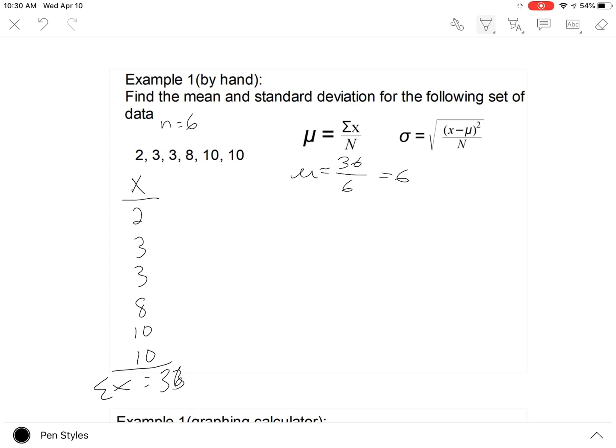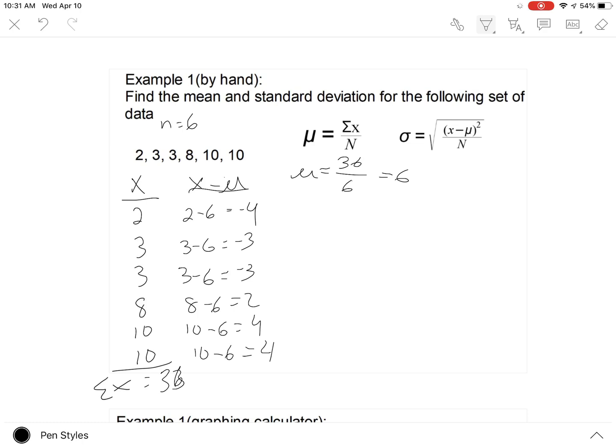Next thing I'm going to do is take these numbers and go X minus my average. So 2 minus 6, and I'll get -4. 3 minus 6, I'll get -3. 3 minus 6, -3, and I'll just keep on going here. Now, it's okay that some of these numbers are negative, because my next move is to square them. I'm going to take each of those X minus mu numbers and square those. So -4 squared, 16, 9, 9, 4, 16, and 16.